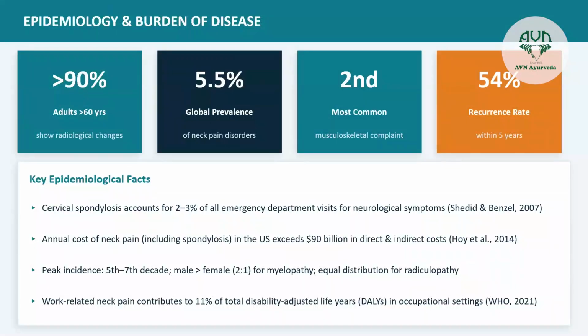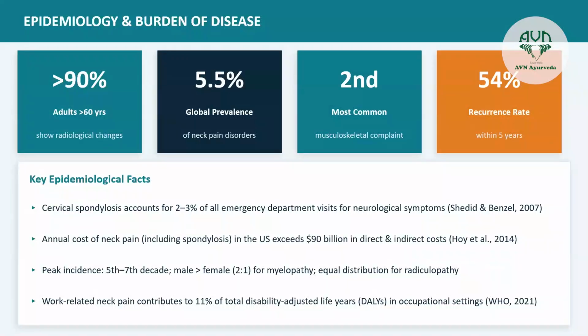As you can see, as per the studies, there is a 90% chance of radiological changes happening. Studies show these radiological changes happen more in people above 60 years. But lately, around the late 30s or 45 years, because of the lifestyle we are following or postural changes, the degenerative changes can happen at the earliest.